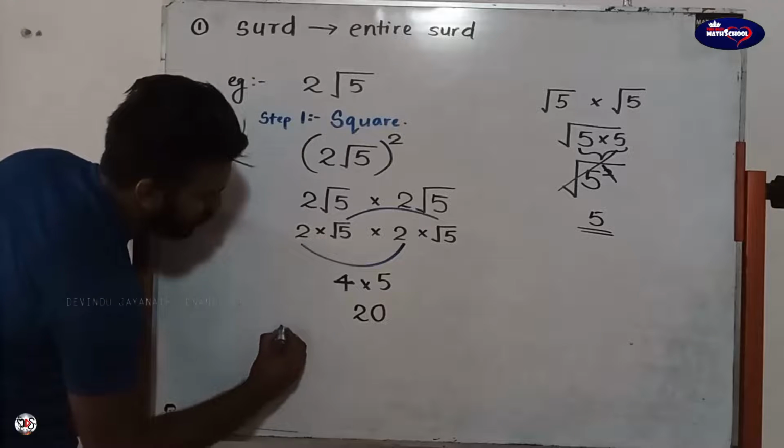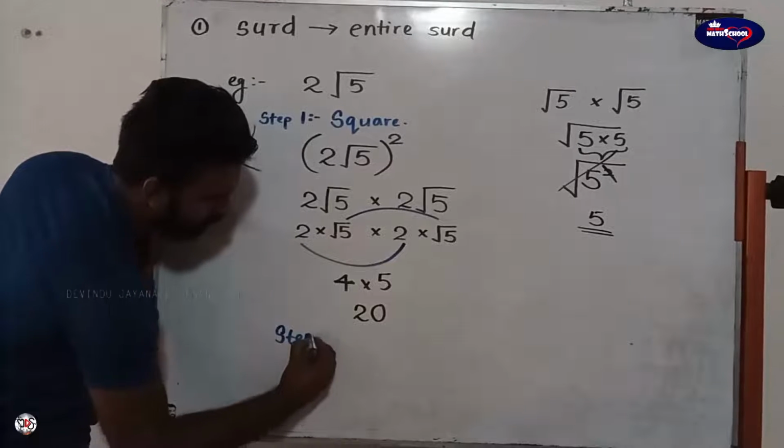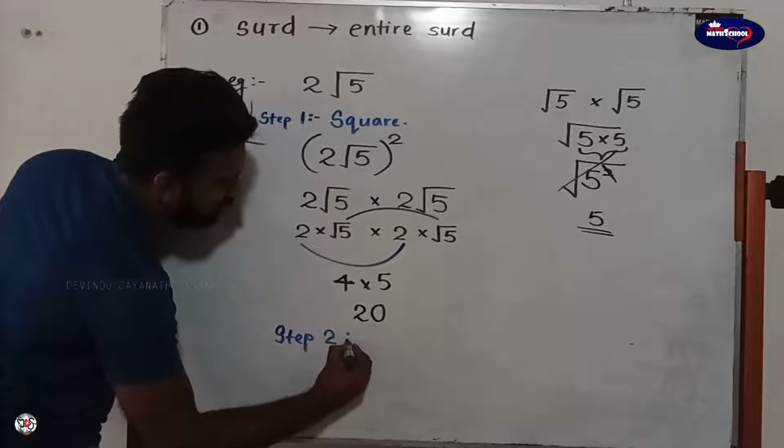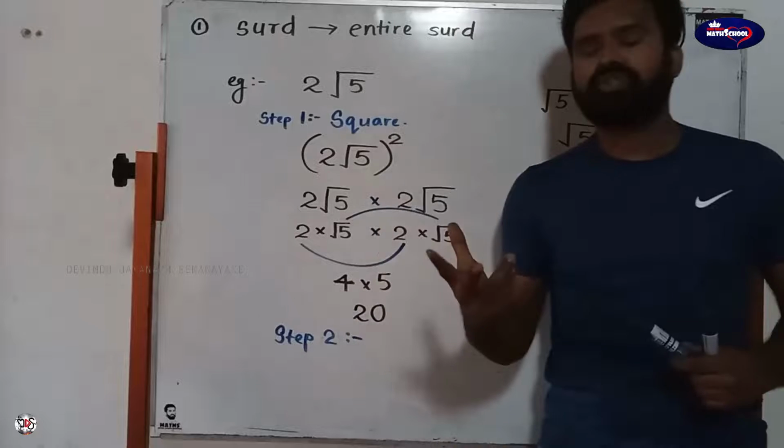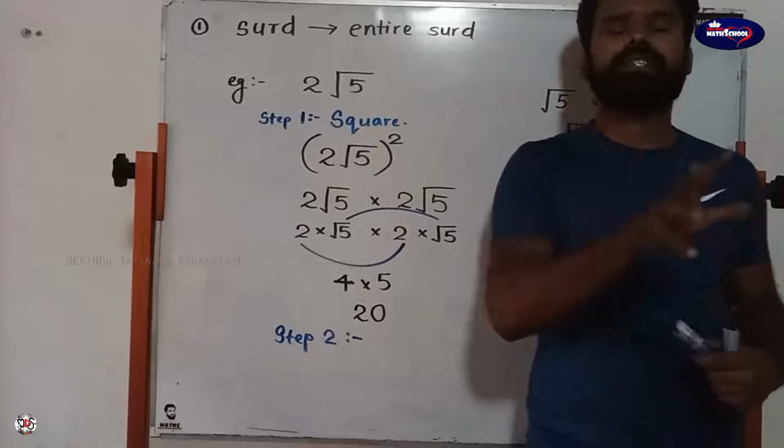And the step 2, here we have put the square. That means we have taken the square. That means we have multiplied it by the same thing.